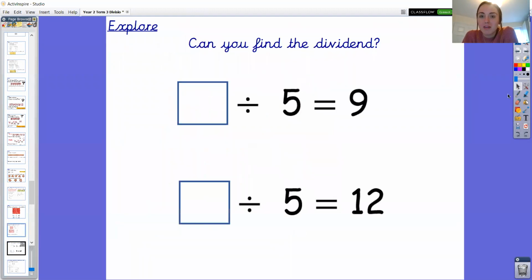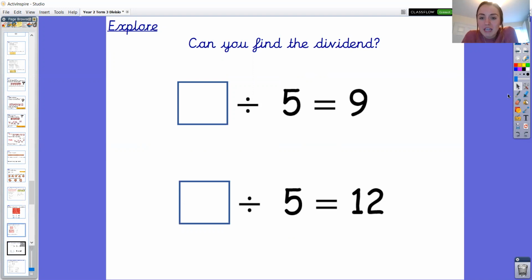Okay, we're going to explore step 3 together. So the missing numbers are in different places again now, although I notice it's still the dividend on this one. So the question says, can you find the dividend? So we're trying to find the whole amount in these divisions. So building on your learning from the questions we've already explored together, I wonder if you can just pause the video here and discuss how you're going to approach these questions to find the dividend. Well done, Year 2. Great mathematical discussions.